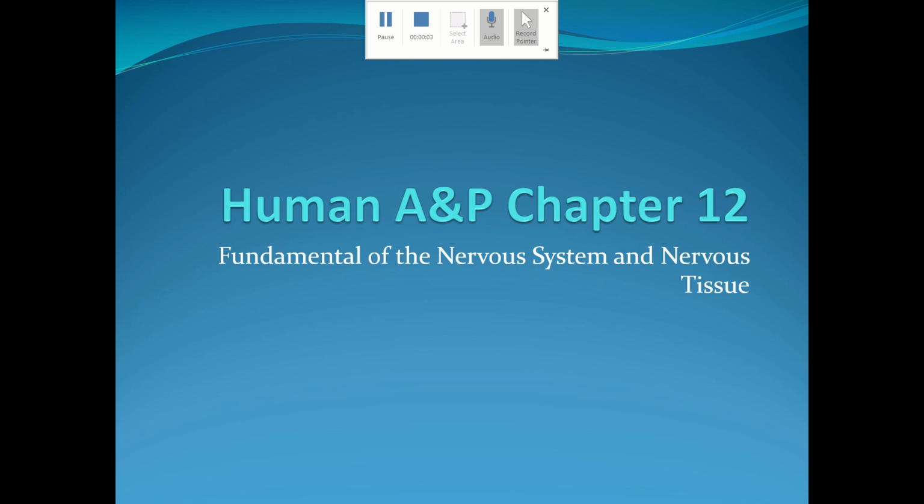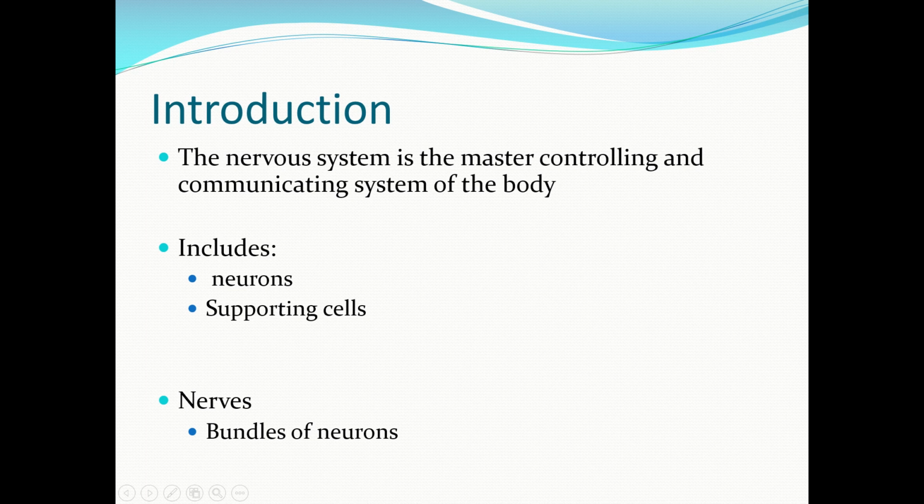This lecture is on Chapter 12, the fundamentals of the nervous system and nervous tissue. All right, so what is the nervous system? The nervous system is the master controlling and communicating system of the body. It includes neurons and supporting cells, and nerves are actually bundles of neurons.